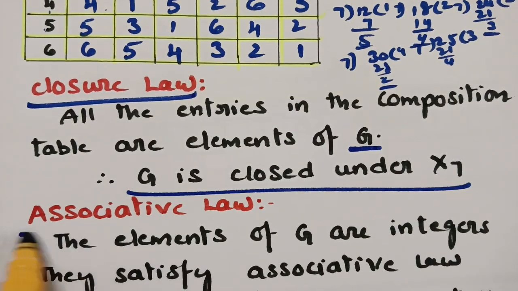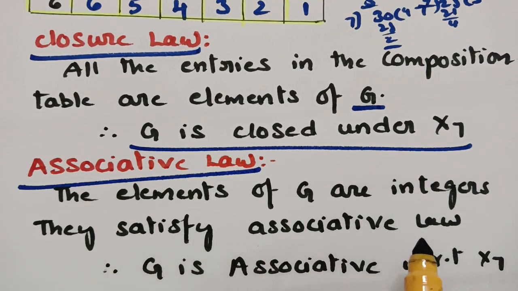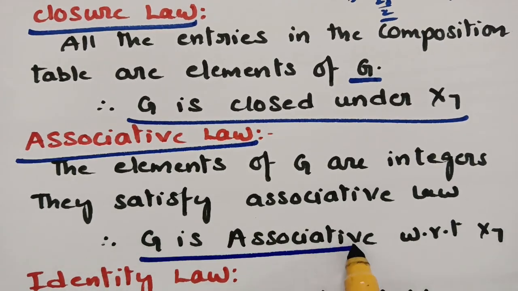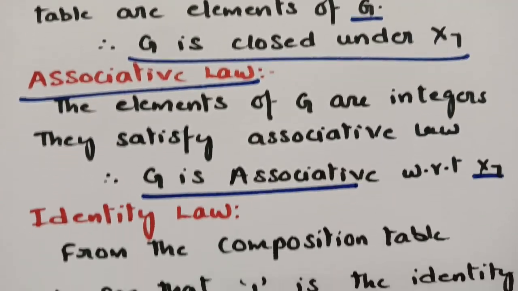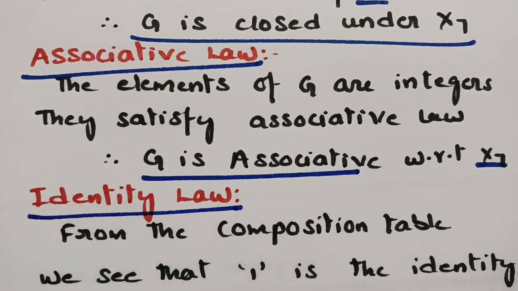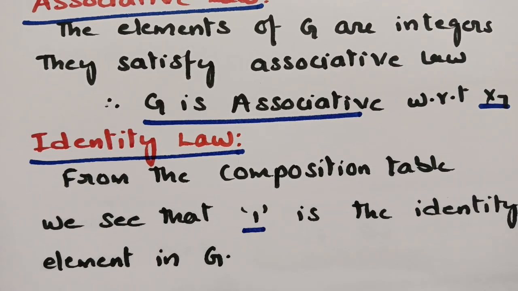And next one, coming to the associative law, the elements of G are integers. And we know that integers satisfy the associative law, and therefore G is associative with respect to multiplication modulo 7. And coming to the identity law, as you know, for addition 0 is the identity element, and for multiplication 1 is the identity element. Therefore G satisfies the identity law.